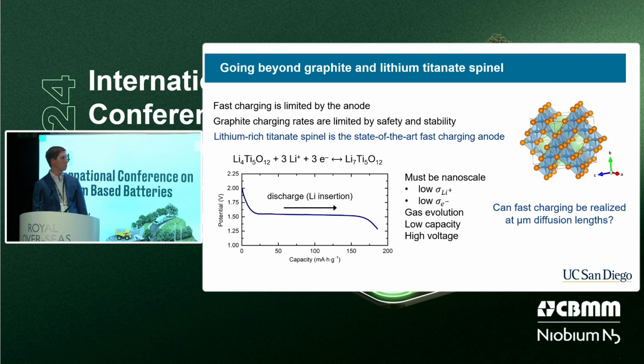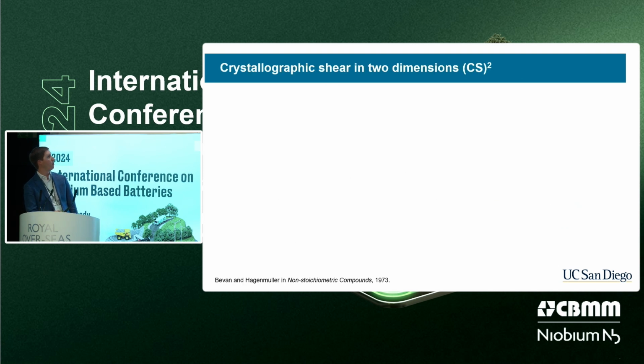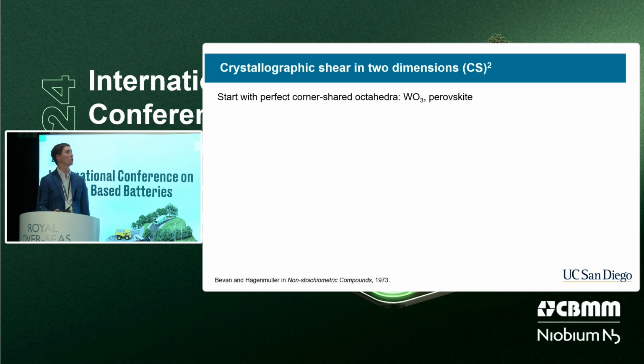So anyways, we wanted to think about, is that actually necessary, or is that a function of the structures that we've been working with to date? And so, of course, the answer that I'm going to present to you here is that it is possible when we use new chemistry. And that new chemistry is this crystallographic shear. So I'll quickly walk you through, again, what these structures are like.